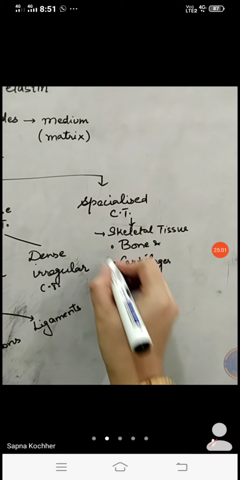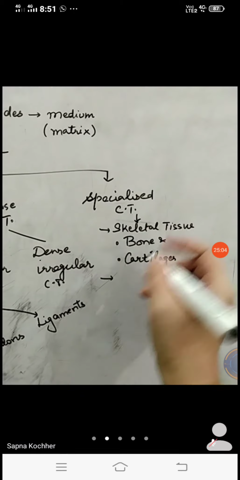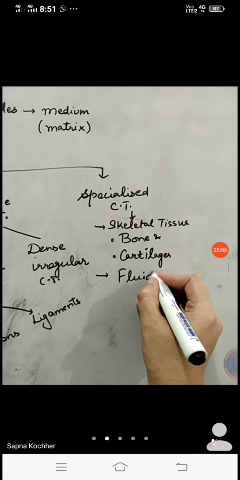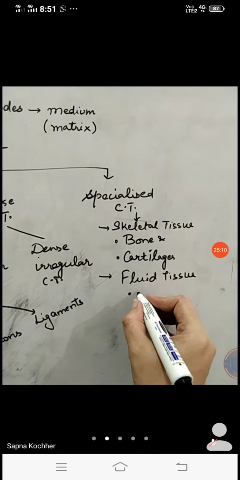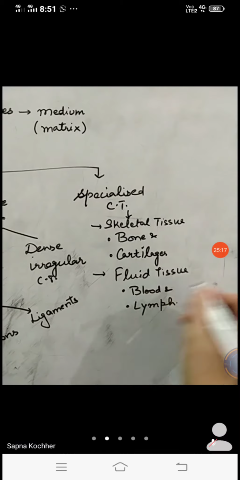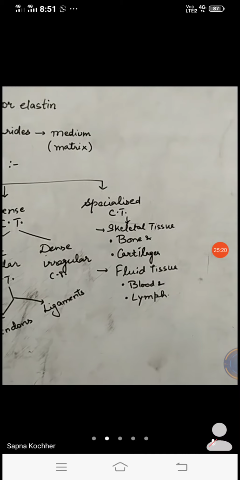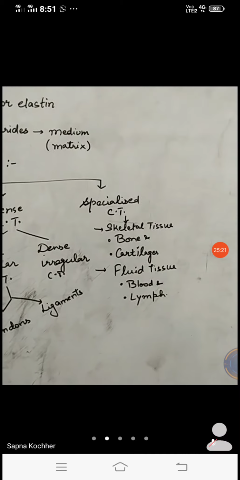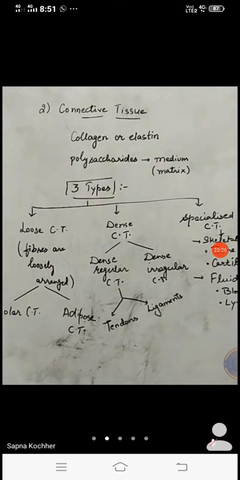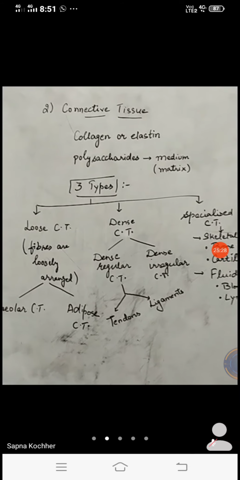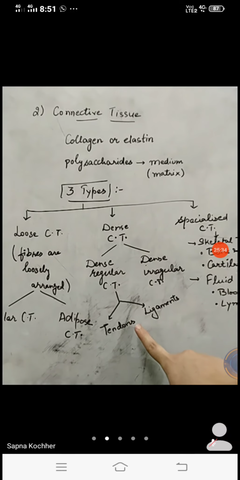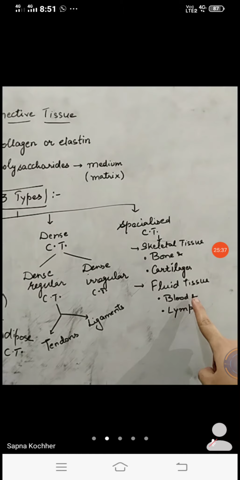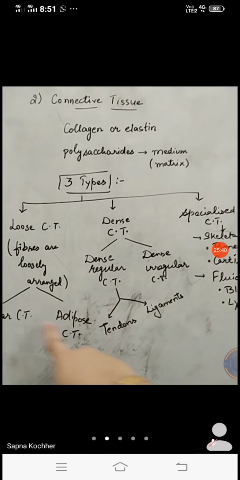And the second type of specialized tissue is the fluid tissue, the components of which we already have studied, that is the blood and the lymph. From the chapter of body fluids, we have already studied the components of the blood and its features. So this is the specialized type of connective tissue. Now we are to study in detail the different types of connective tissues: areolar, adipose, dense regular connective tissue, skeletal and fluid. The five major categories, 1, 2, 3, 4 and 5.